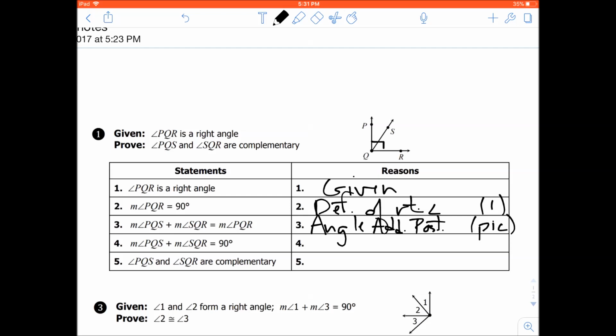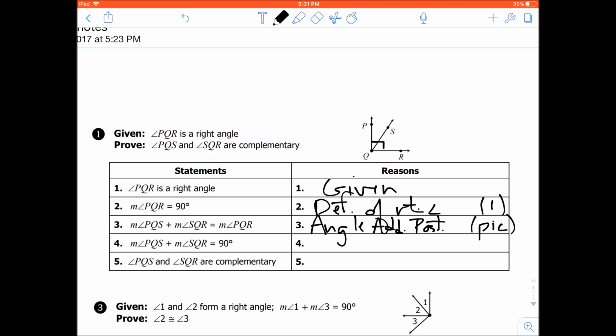Now next, it says measure of angle PQS plus measure of angle SQR equals 90. Now as we said, the angle addition postulate, that's the one that comes from the picture. Once we've done that, we're done from the picture. So this step that we're looking at right now, 4, came from one of these previous steps somehow, or some combination of previous steps.